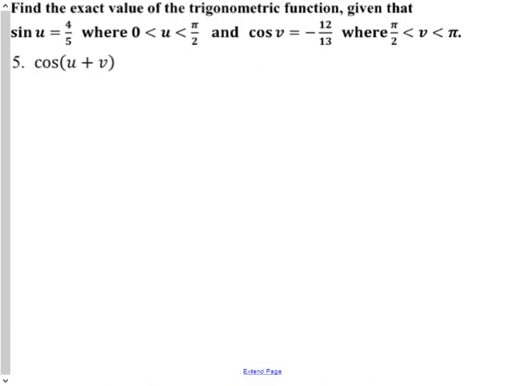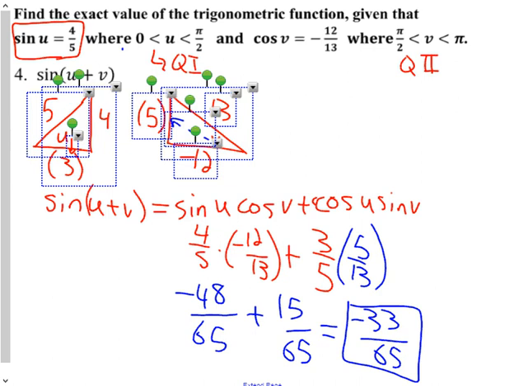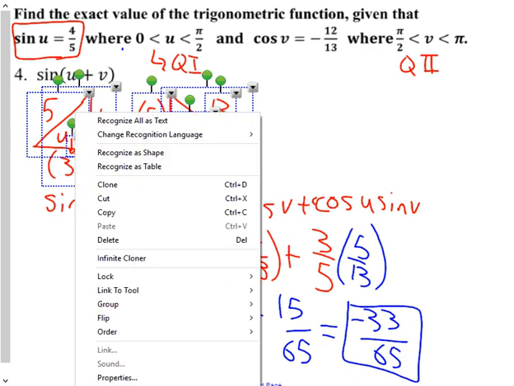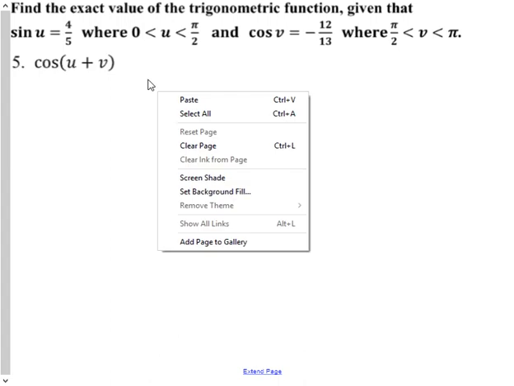Next, we're doing the same problem but with cosine. So I'm going to bring those same triangles over here. We don't need to draw these again. We're just going to copy and paste them over and use them again. The same problem, reading it.